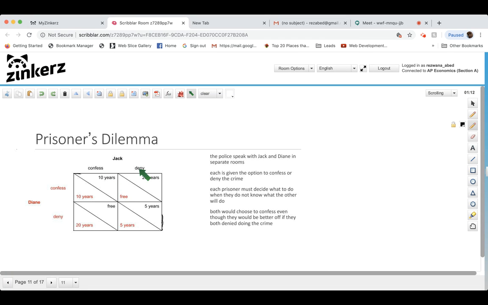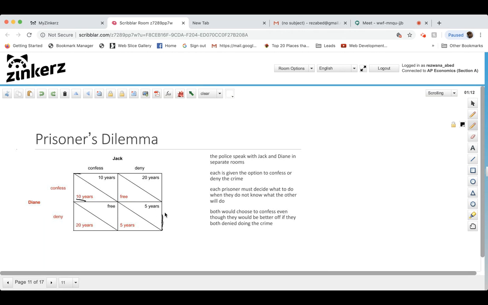This column doesn't exist right now. So if Jack confesses, you're only looking at what the best option for Diane is. Her options are to either confess or to deny. So if Jack confesses, what is her best option? To confess or to deny? To confess. Because if she confesses, she only gets 10 years in prison, as opposed to if she denies and Jack confesses, she's going to get 20 years. So she's going to choose to confess.